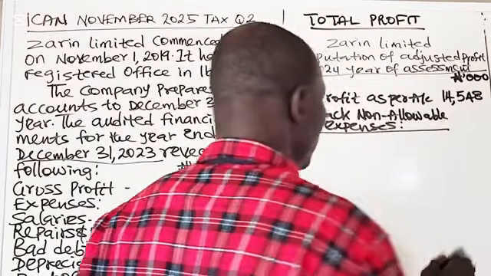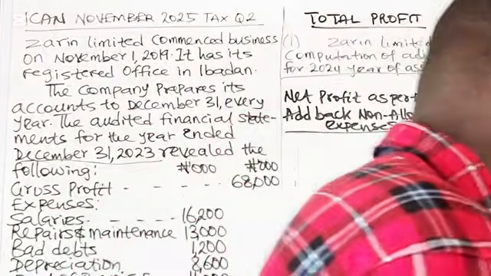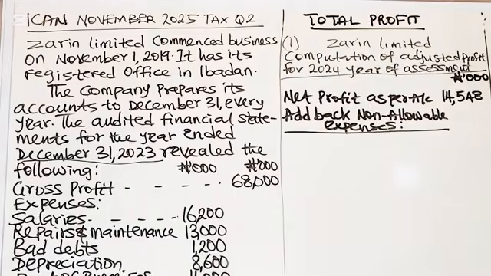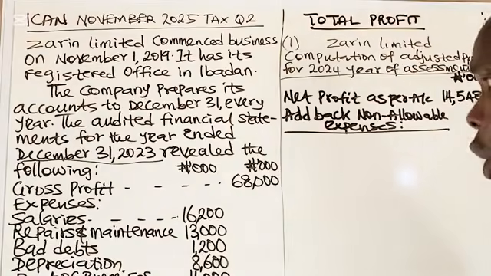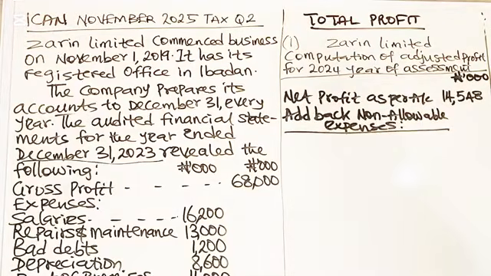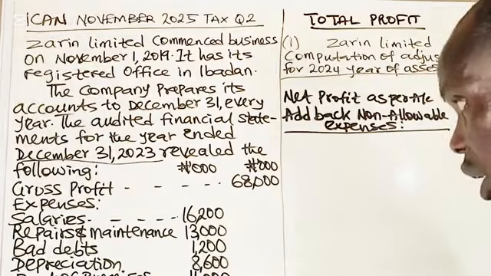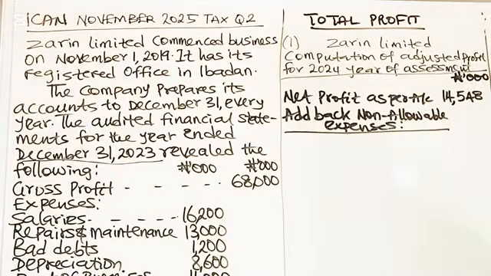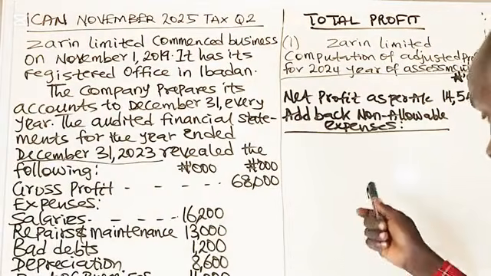Now, let's first of all go through the face of the statement of profit or loss, and try to find out if there are any expenses that are not incurred wholly, reasonably, exclusively, and necessarily for the purpose of revenue generation. For better understanding, I will advise you watch my earlier video on adjusted profit computation, and my capital allowance video will equally help you to understand the aspect that relates to capital allowance in this question.